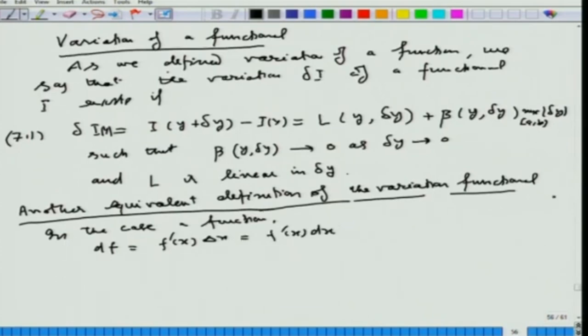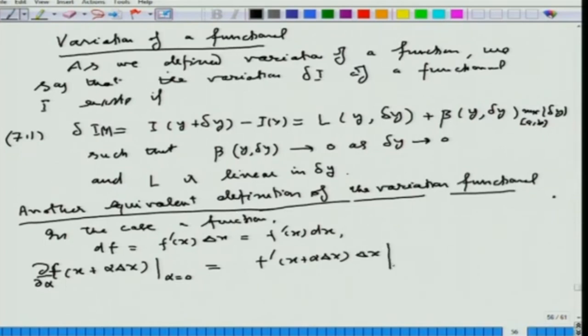Here we can see that this is also equal to the following: if we consider f of x plus alpha delta x and differentiate it with respect to alpha and evaluate at alpha equal to 0, this is the same thing as f prime at x plus alpha delta x, and then this argument differentiated with respect to alpha gives you delta x, evaluated at alpha equal to 0. So, this gives you f prime x delta x, which is the same thing as f prime x dx.